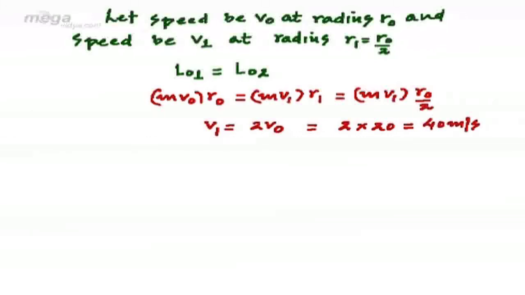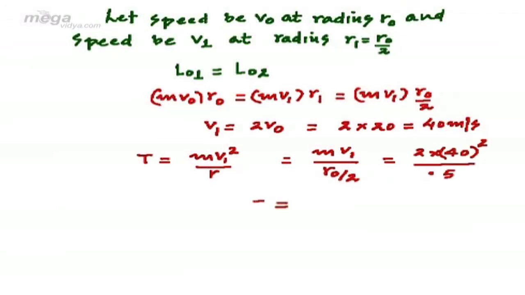Now coming to tension. Tension is equal to m v1² upon R, which is the centripetal force. It can be written as m v1² upon R0/2, which will be equal to 6400 Newton.